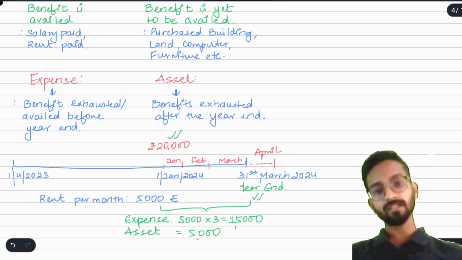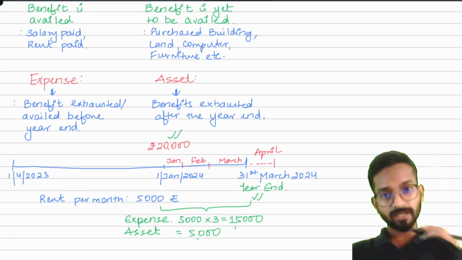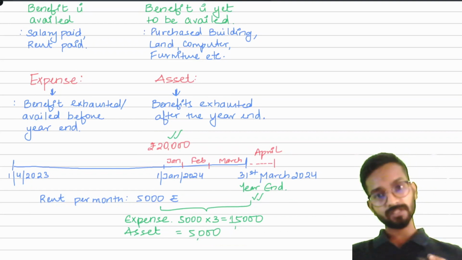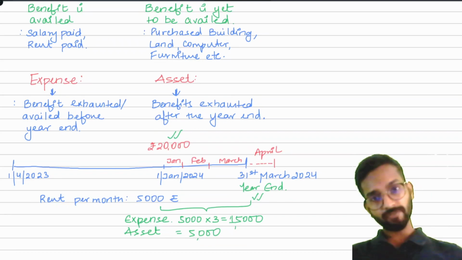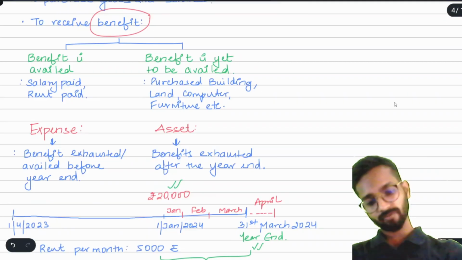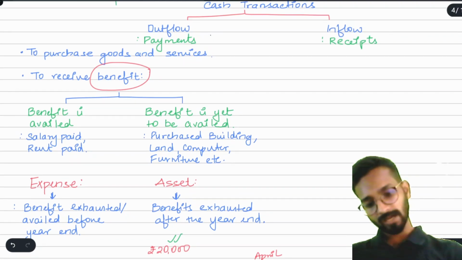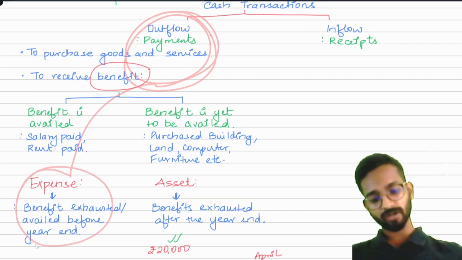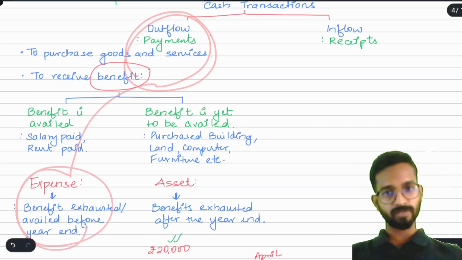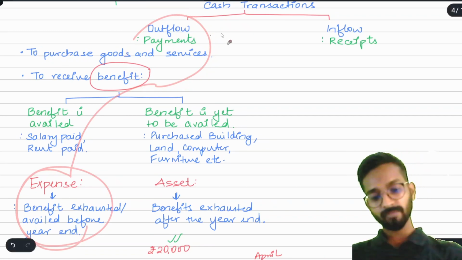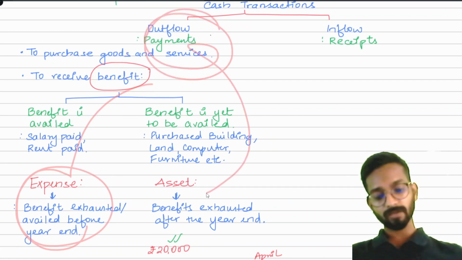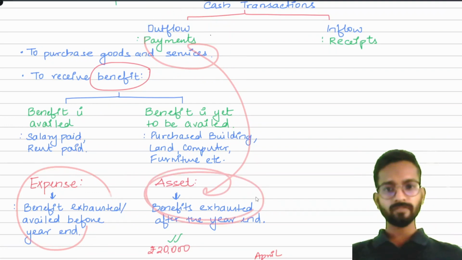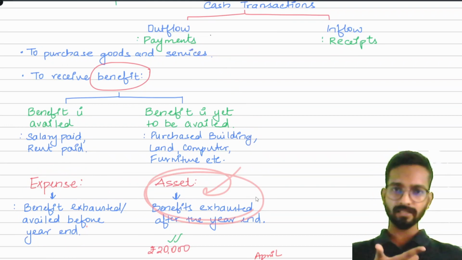Understood? Every particular thing for which I have already made the payment but have not yet received the benefit, that is my asset. Everything for which I have made the payment and the benefit is also received, that is expense. You can see from the top that I have made the payment, the cash is already gone, but if the benefit is exhausted or availed in that particular year, that is my expense. But remember this, if I have made the payment and I have not availed the entire benefit, that will become my asset. So you can say from payment we get two things. First is expenses, second is assets.